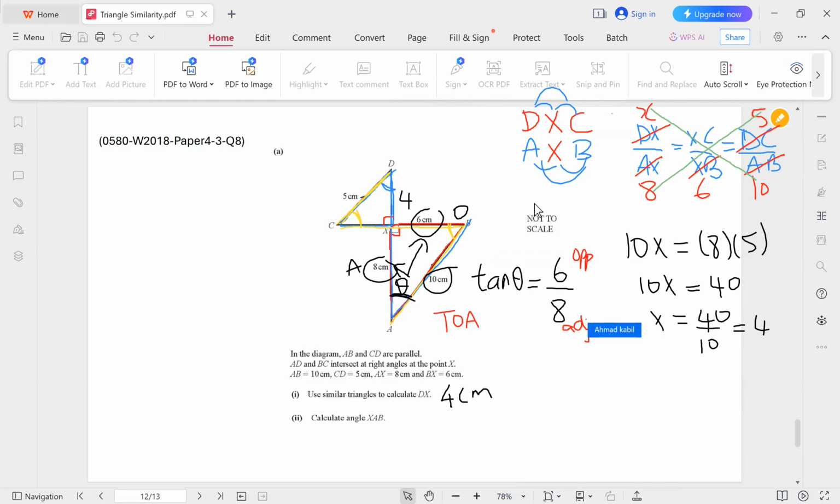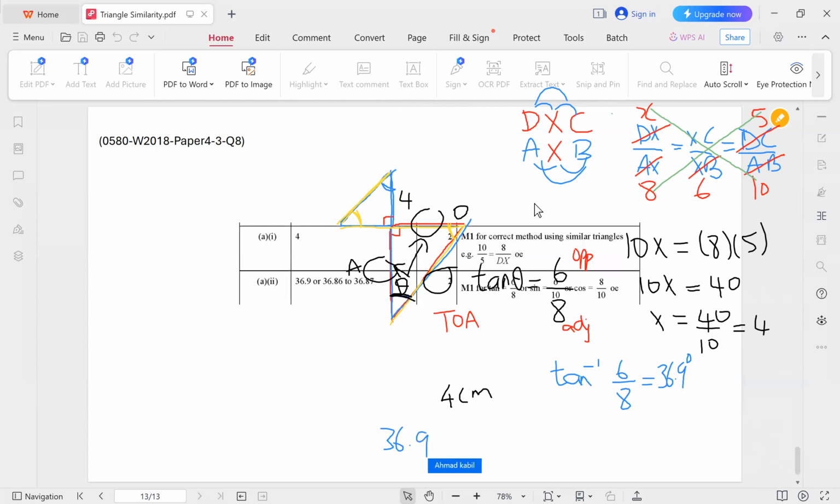So now all you have to do is just get the inverse tan of 6 over 8. So on the calculator, you would press shift tan and then 6 over 8. That would give you the proper angle. So shift tan 6 divided by 8. That gives us 36.9 degrees. So this is the answer to II, and let's now check the marking scheme to verify correctness. So the answer to AI is 4, and the answer to AII is 36.9. So it seems we have obtained the correct answer here.